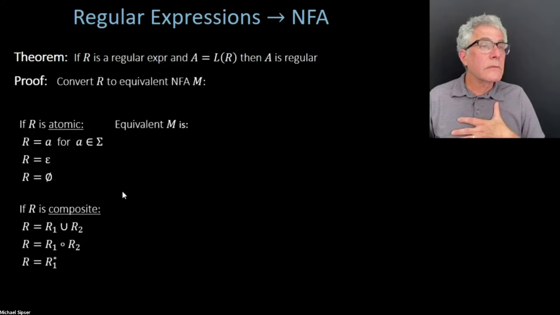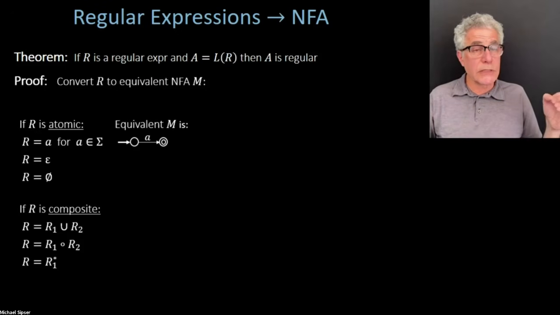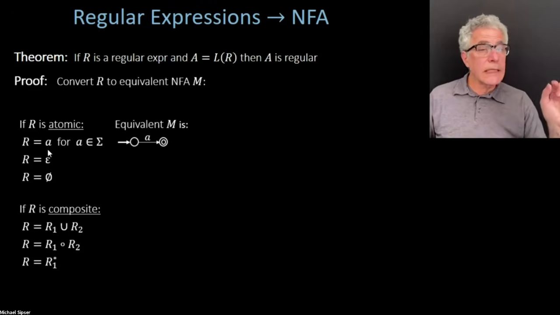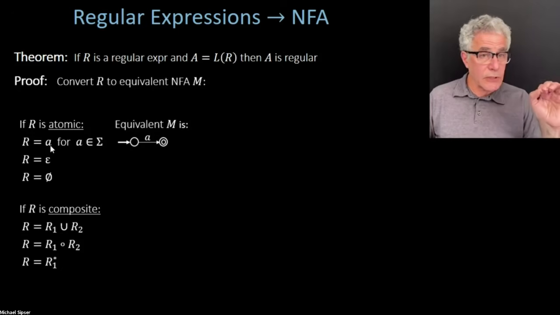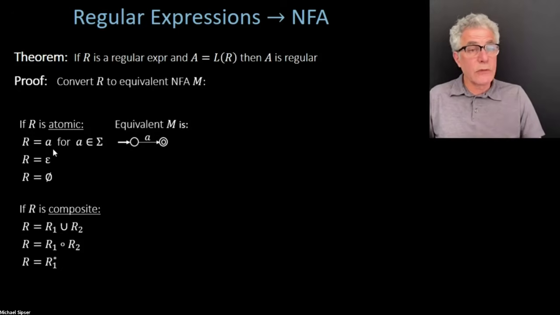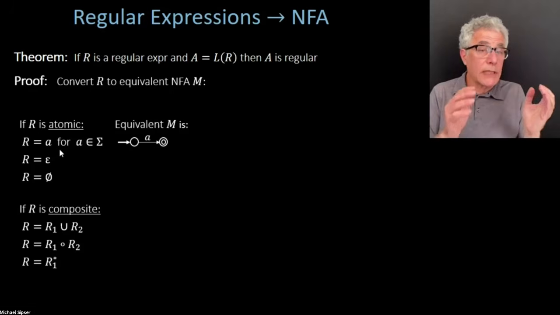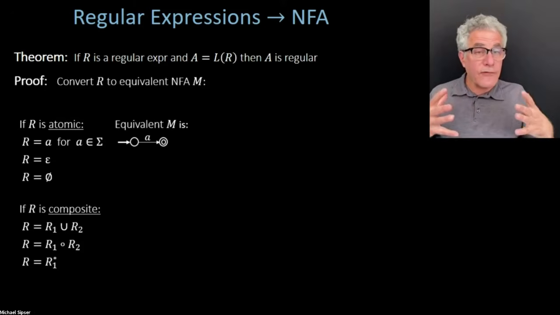So we have two possibilities here. R is either atomic or composite. Let's look at what the equivalent NFA is in each case. If R is just the single letter regular expression 1, that's a totally legitimate regular expression, and it describes the language containing just the string 1. So we have to make an NFA which recognizes just that language. It accepts only the string 1.